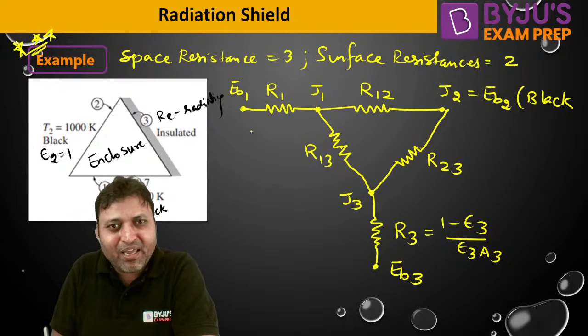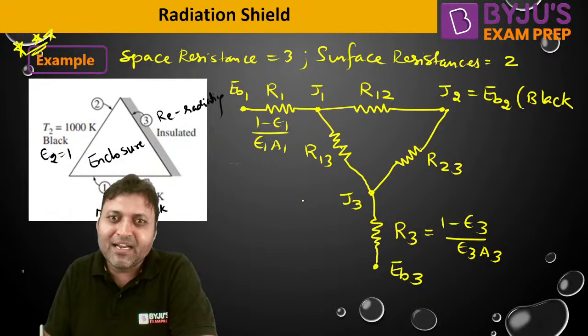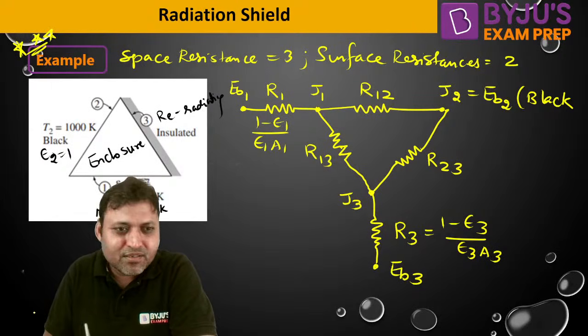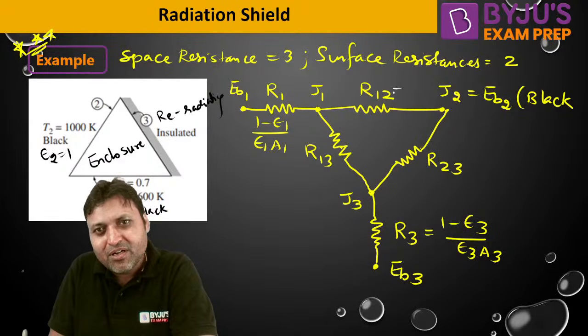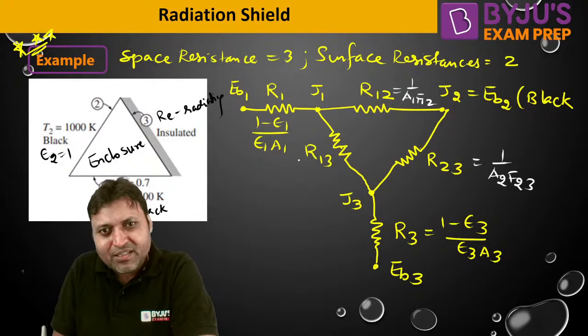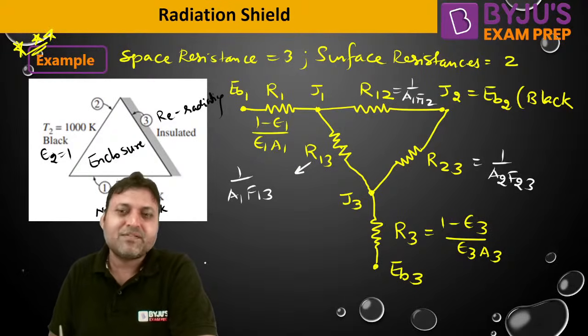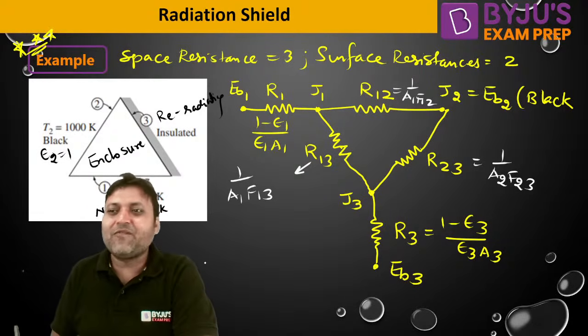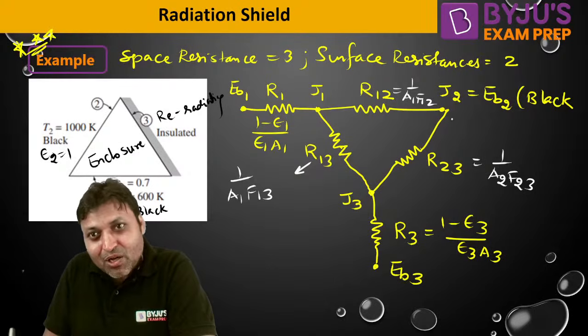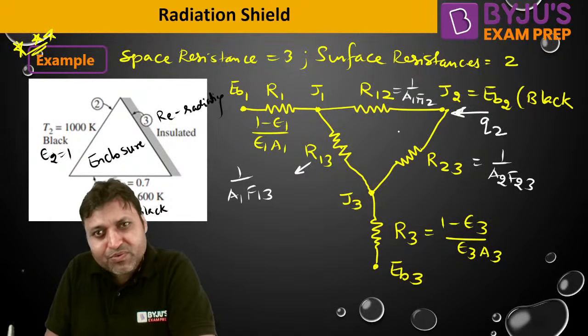R1 is given by (1 minus epsilon 1) upon epsilon 1 A1. This is how the circuit diagram will be drawn. R1 to 2 is 1 upon A1 F1 to 2. R2 to 3 is 1 upon A2 F2 to 3. R1 to 3 will be 1 upon A1 F1 to 3. So there will be 5 thermal resistances, and this is Q2 and this is Q1.